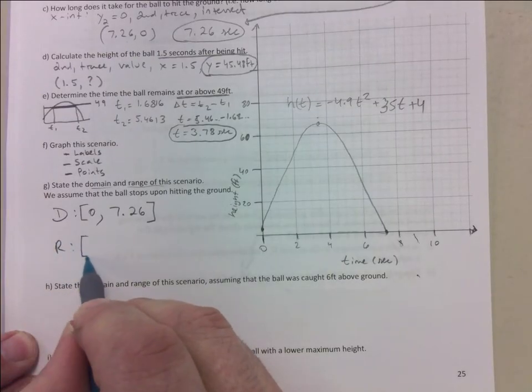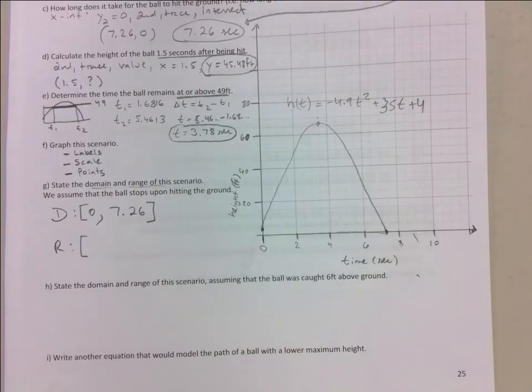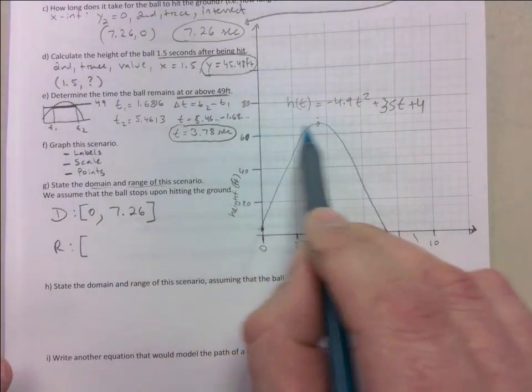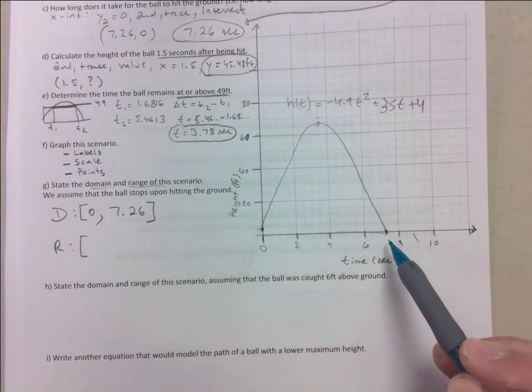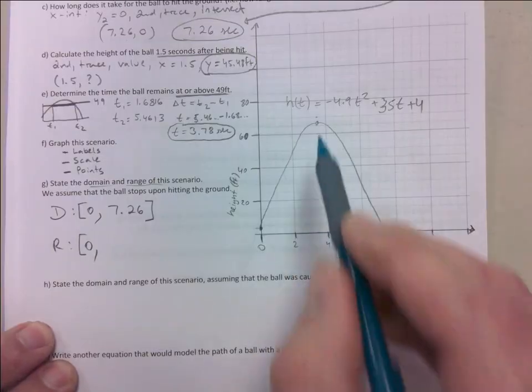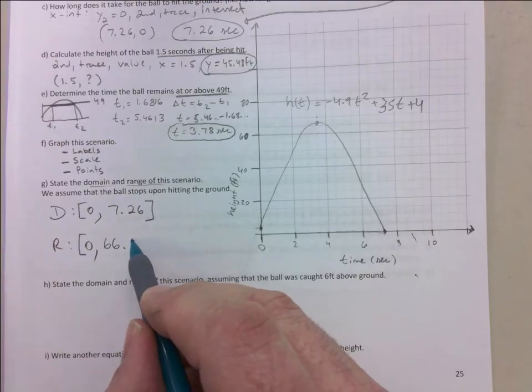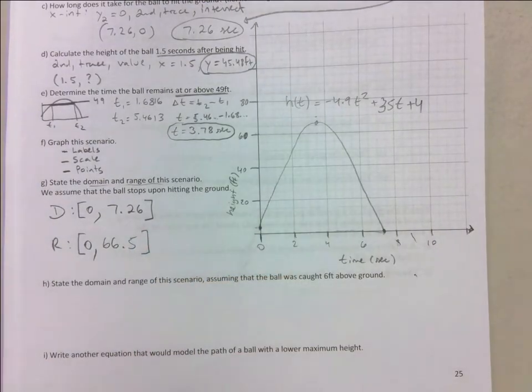Range. What's the lowest the ball ever gets? 0. Did you hear that? It's not 4. A lot of students are like, oh yeah, 4 to the highest. But remember, this does hit the ground. So 0. And the highest is 66.5. I wish it could have made it 67, right? Why didn't you, Mr. Dirksen? Because this question was made before the phenomenon of 6-7. Okay, so that's your domain and range.